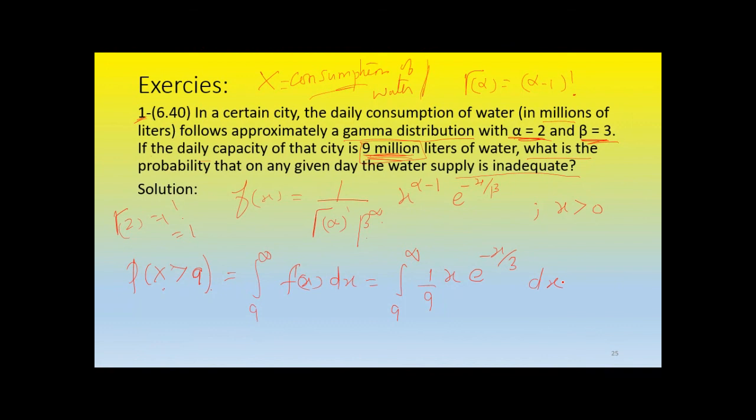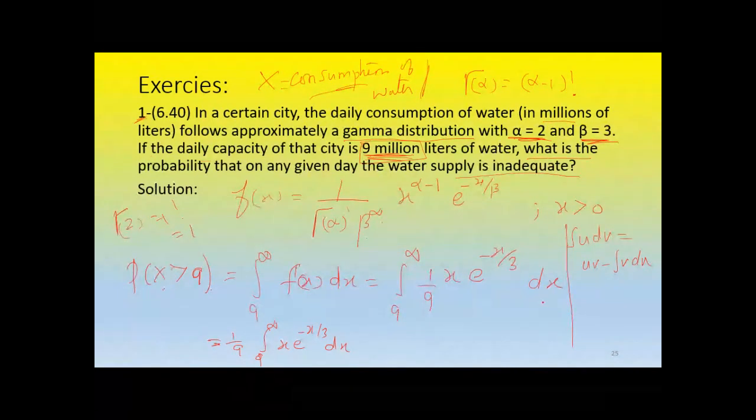That is what we had to integrate. We had to integrate this one. It's not directly a gamma function. Use this 9 outside. 1 over 9 integral 9 to infinity x into e raised to minus x over 3 dx. Use the method we call integration by parts. Integral u dv is equal to uv minus integral v du. This is slightly different from the gamma function we defined, right? Otherwise, we can straightly use the gamma function value.